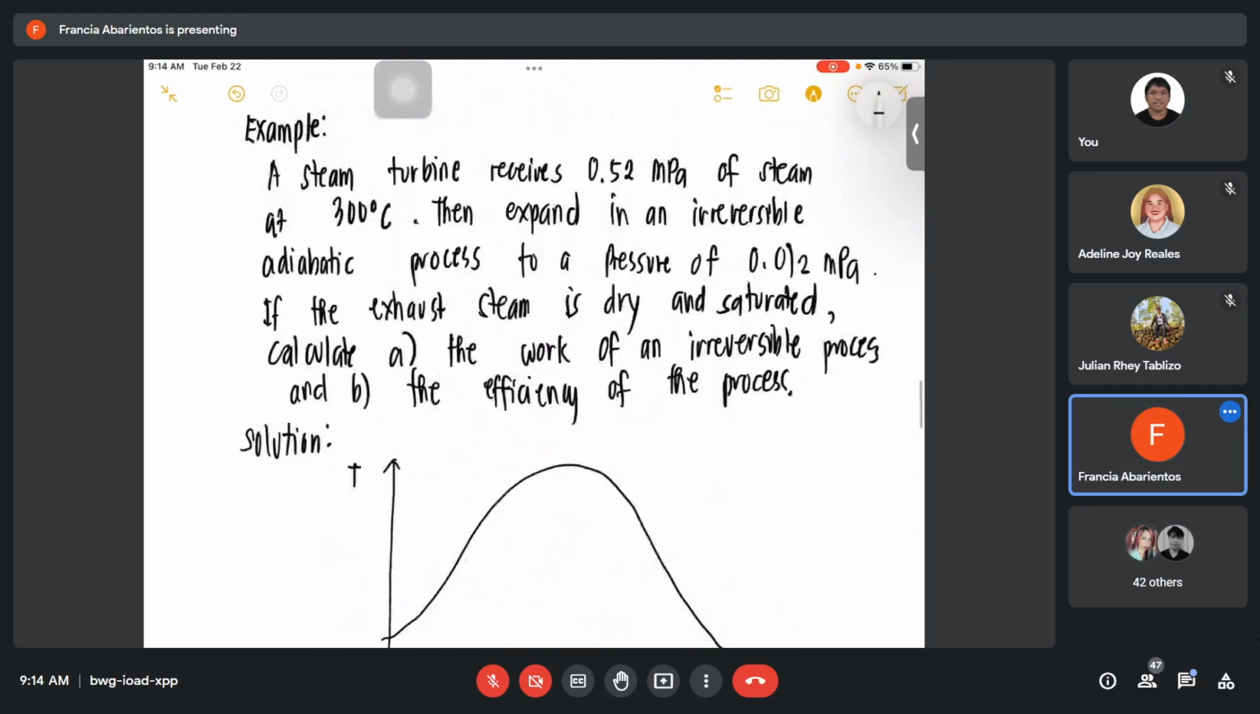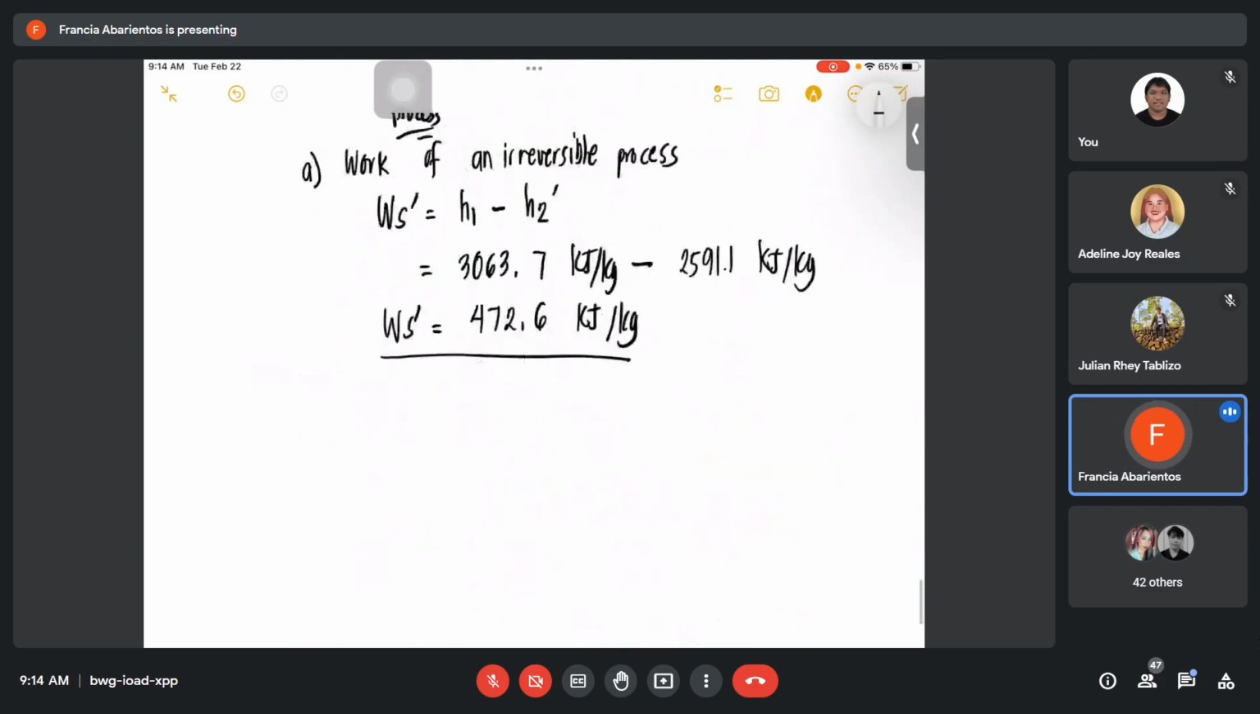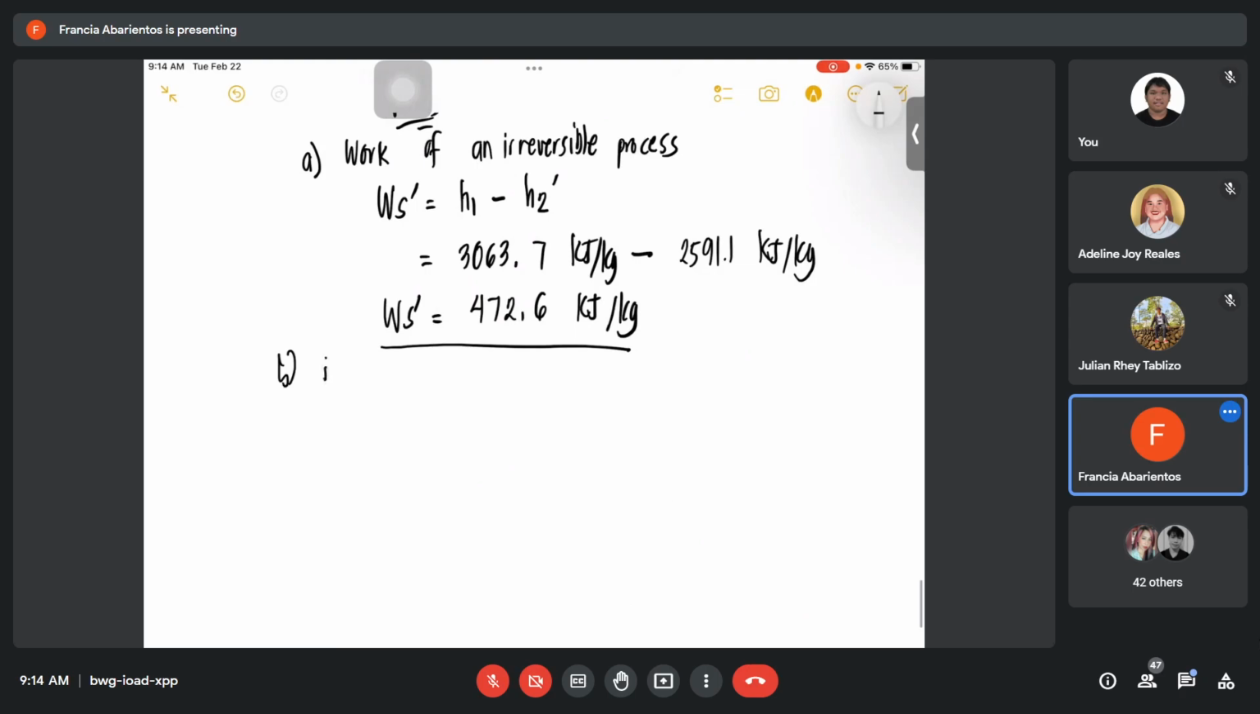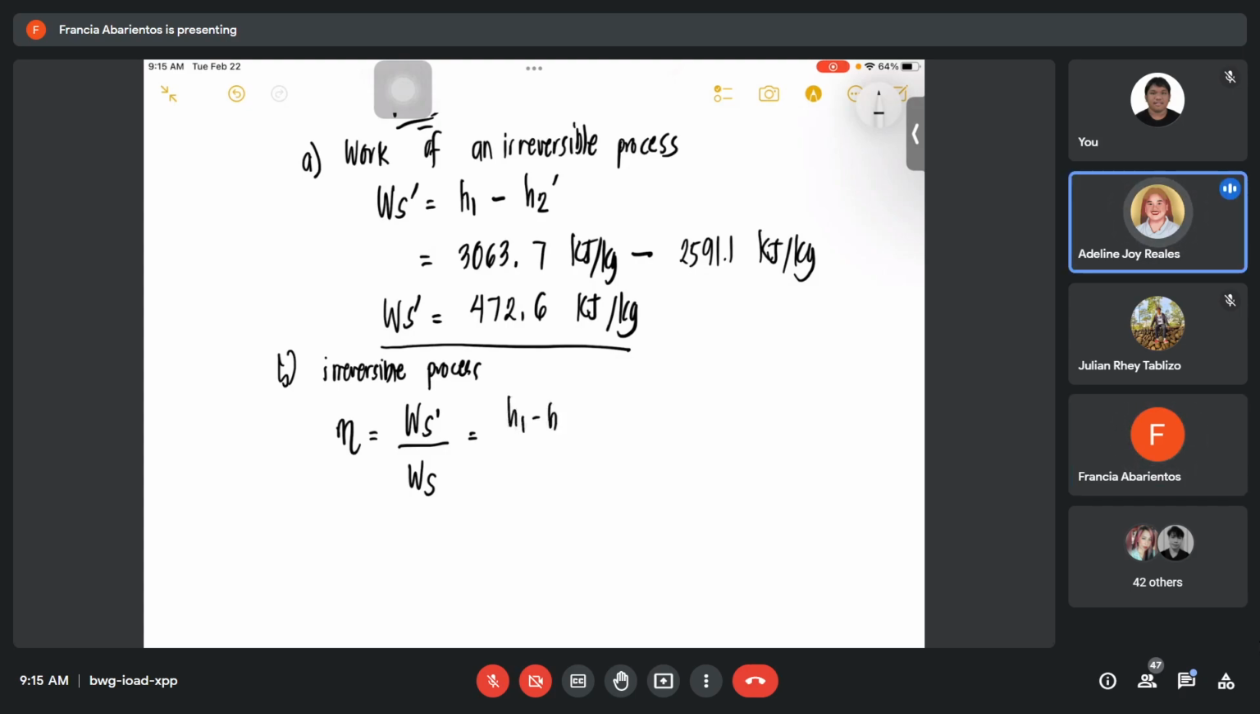And in letter B, the efficiency of the process. Since this is an irreversible process, we have the efficiency of this. Ano nga yun, class? Pag ganito, we have the actual work over the ideal work. We have now the H1 minus... Interrupt po. Yes po. Ano po yan ang symbol sa ano po? This is N. N na may ganyan, class. Kalimutan ko yung ang tawag nito. This is efficiency.